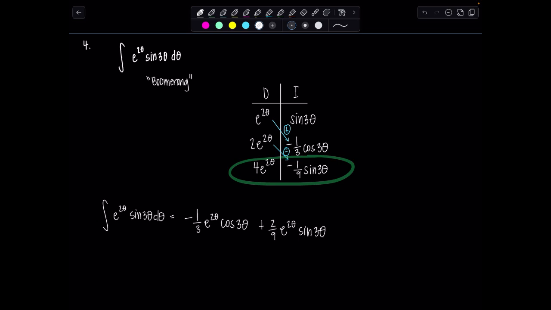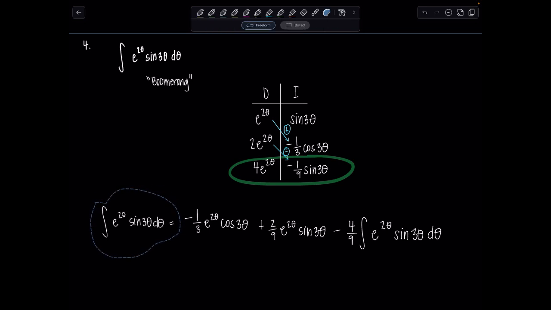And then this is negative 4/9. Let me take that outside. Times the integral of e to the 2 theta sine 3 theta. You just got to remember to add that d theta. Okay? How are we doing? Good. I wrote a little crooked.